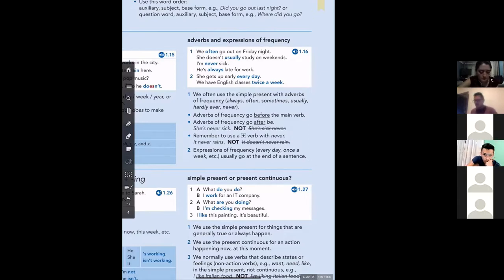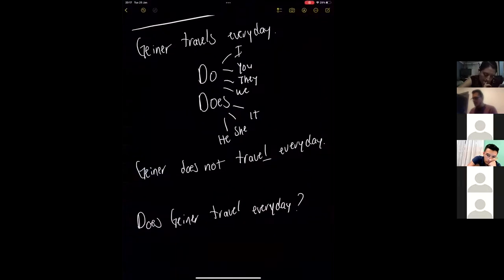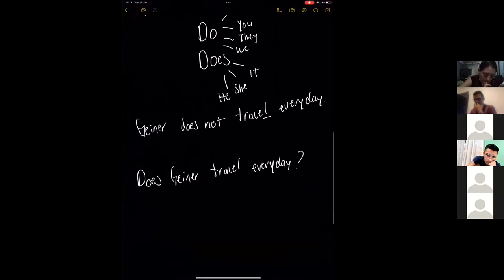So in this case, they are introducing expressions of frequency and they are telling us two important things. First, if it is a regular verb, meaning any verb that is not be, it goes before the verb. But if it is be, it goes after be. So let's have an example real quick. Let's use the first sentence.